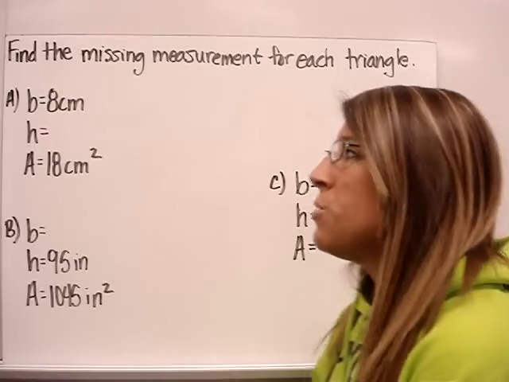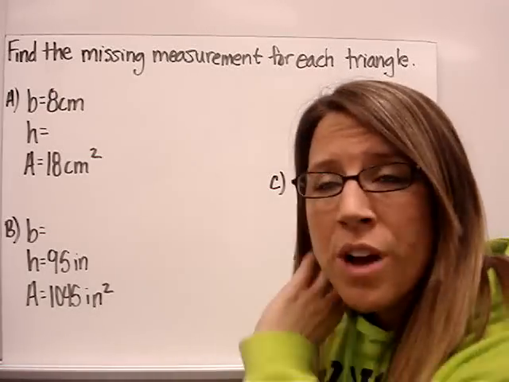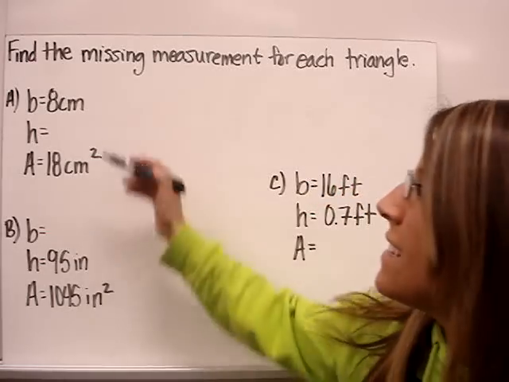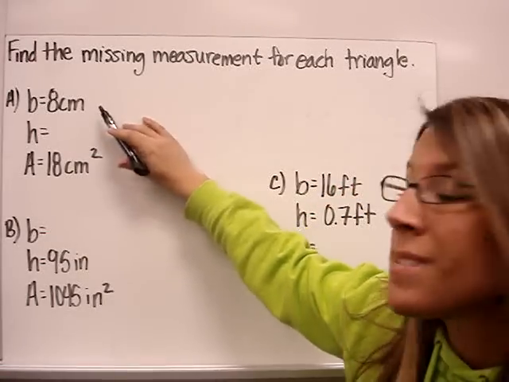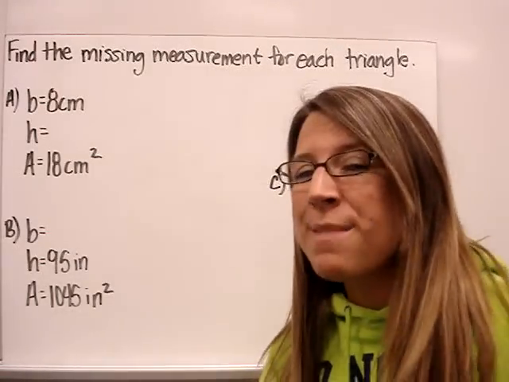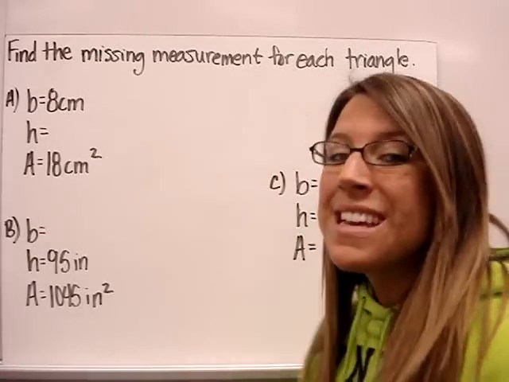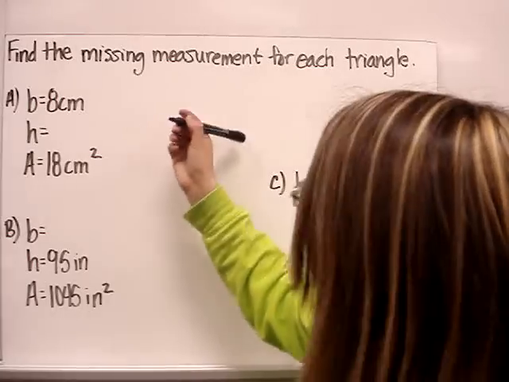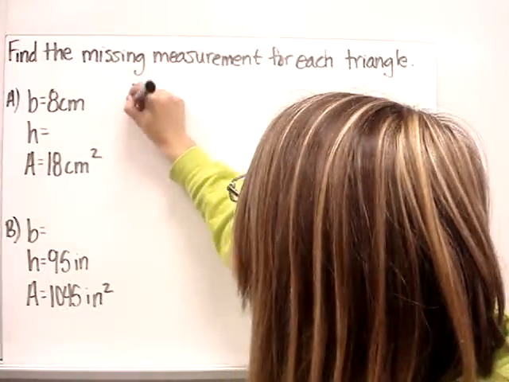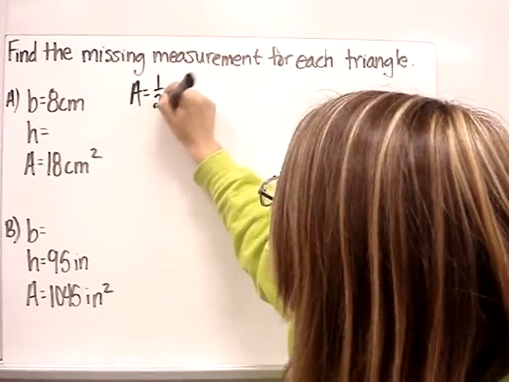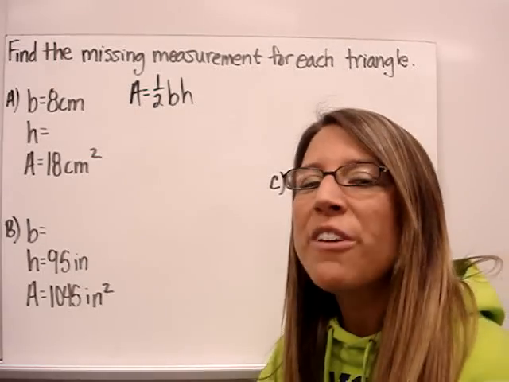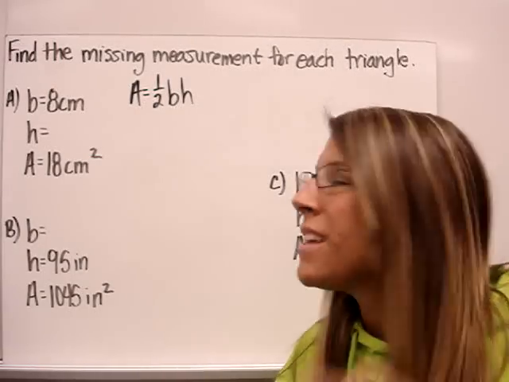So in some cases, you may be asked to find missing measurements within a triangle. Not too bad as long as you know the formula. See, you may know the base, and you may know the area, and then be asked to find the height. This is totally possible as long as you know the formula for area of a triangle. If I write the formula, which is area equals 1/2 times base times height, and I fill in what I know, solving for what I need is that much easier.